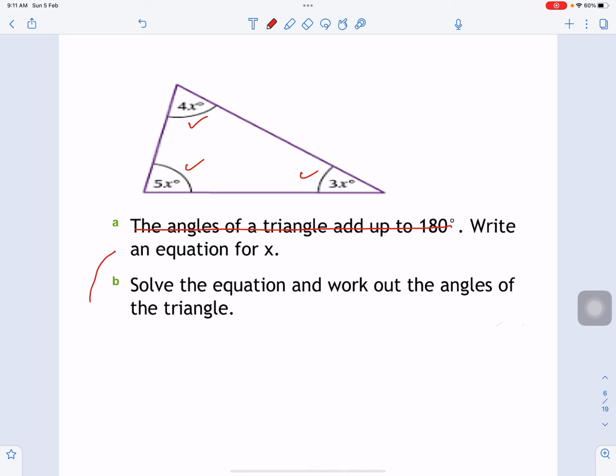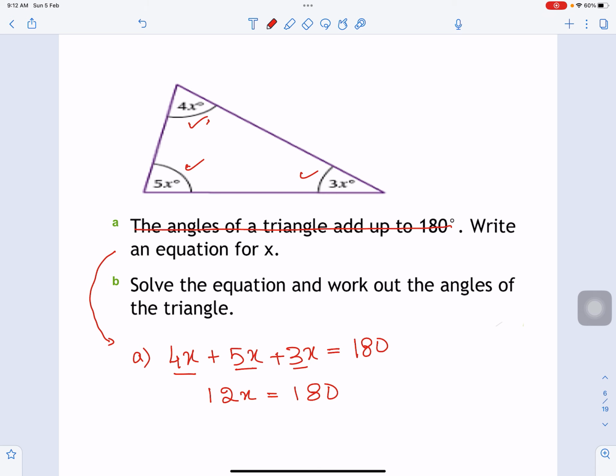The first part is about forming an equation. So you need to understand what you will do. You will add up these three angles. 4x means 4 multiplied by x. x is some number, we'll find it out. 4x plus 5x plus 3x is equal to 180. These are like terms, 5x, 4x, 3x, so you will add them up. So it is 12x equals 180. So you have formed an equation. The answer of part 1 is done.